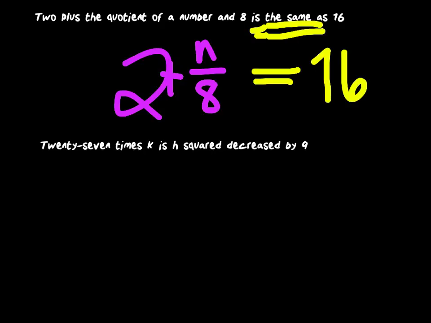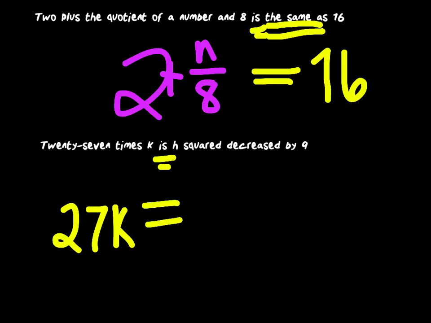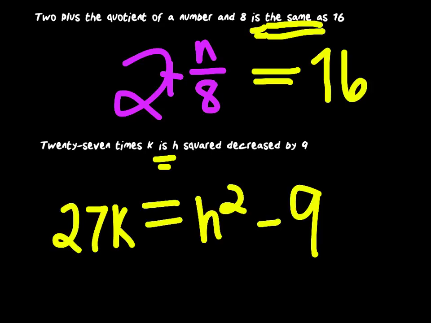Alright, so 27 times k is h squared decreased by 9. Okay, so I see our keyword right here, so we know our equal sign is going to be right there. So it says 27 times k, so we know that's 27k, is equal to h squared decreased, that's subtracted, by 9. So 27k equals h squared minus 9, and that's your equation.